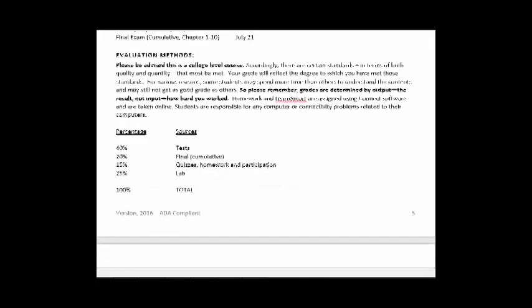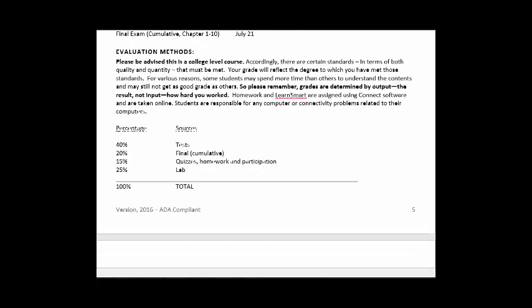So, evaluations. This is a college level class, so your grade is determined by your output, not necessarily your input. At the end of the day, your grade is determined by what you scored on the assignments. Did you get the answers right? Did you get the answers wrong?